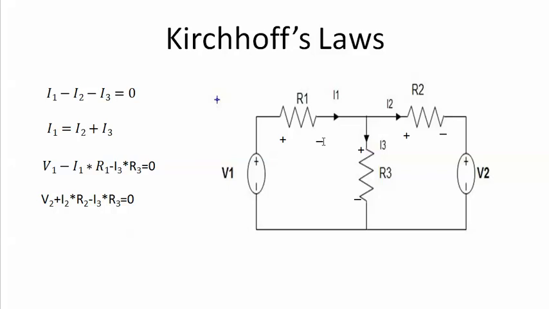Now going to the second law, consider this loop. Here the algebraic sum of voltages around any closed path is equal to 0. So taking this loop, V1 minus I1 into R1 minus I3 into R3 equal to 0. Similarly, in this loop, V2 plus I2 R2 minus I3 R3 equal to 0. So these are Kirchhoff's laws.